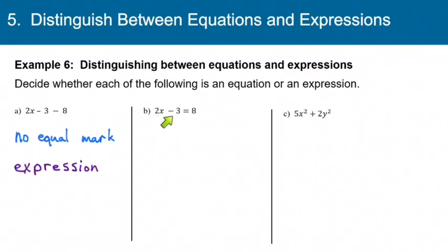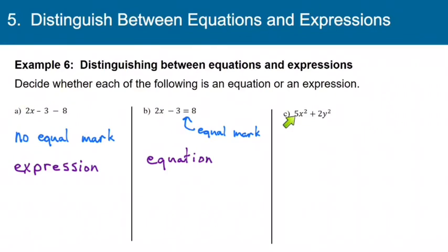And then in part B we have 2x minus 3 equals 8. Now that is a sentence, and we see the equal mark. So the fact that we see an equal mark means we are dealing with an equation. This can be made true or false based on the value of x. If we have the right value of x, the sentence will be true, and if we don't have the right value of x, it will be false. So this is an equation.